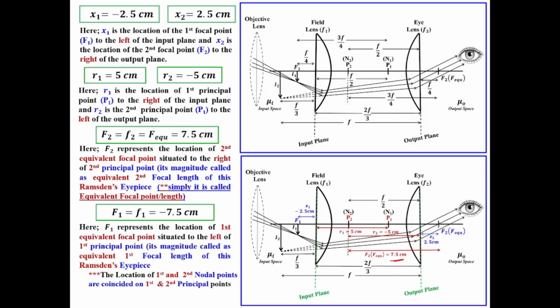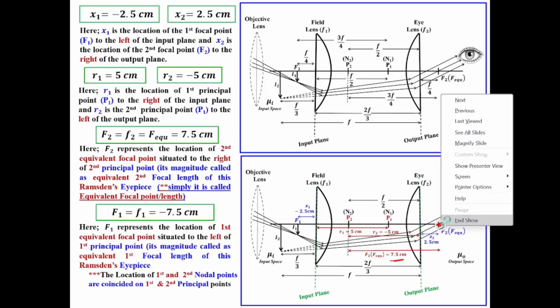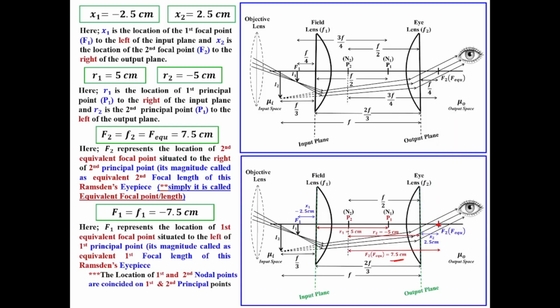centimeter. Then we can find the location of the equivalent focal point, or second equivalent focal point, whatever you can say. And its length is called the focal length of this Ramsden eyepiece, the equivalent second focal length. Second equivalent focal length, here I have to modify somewhat. Just wait. Second equivalent focal length of this optical system, that is your Ramsden eyepiece.